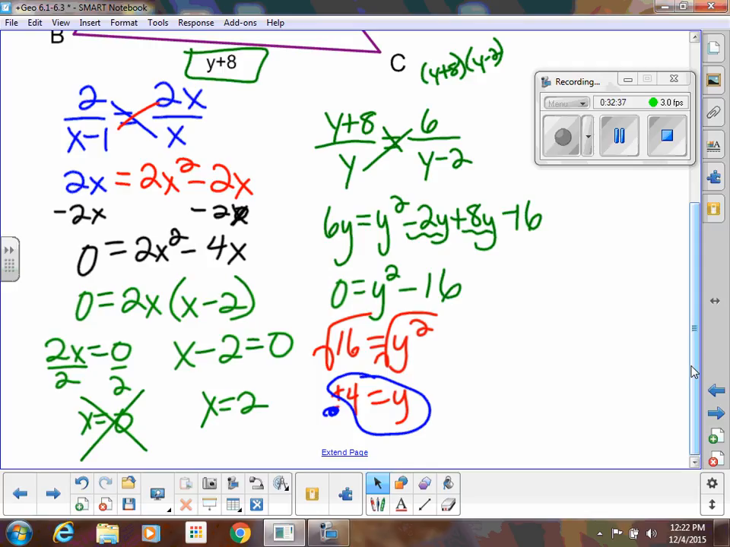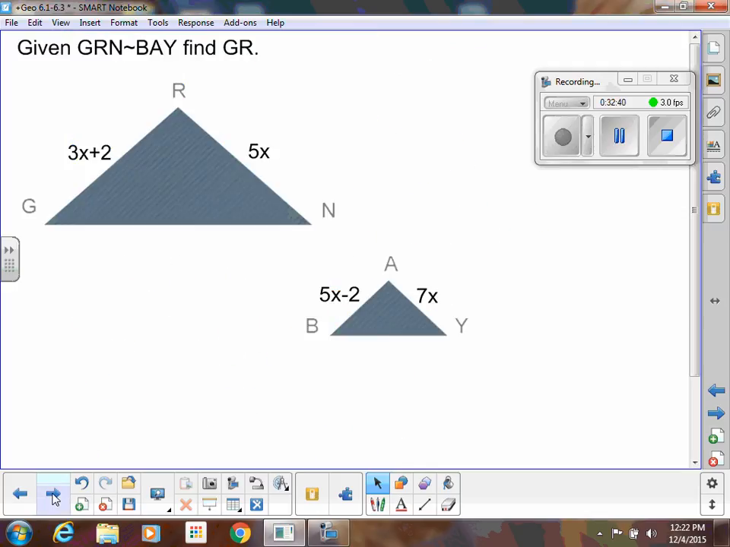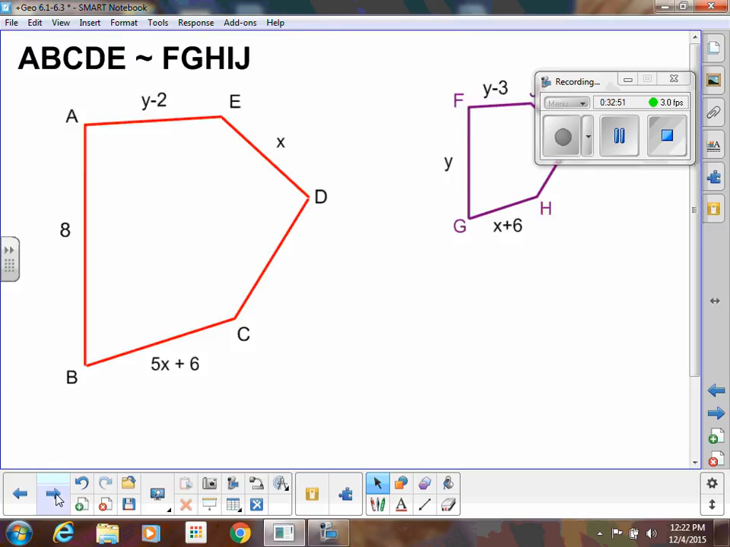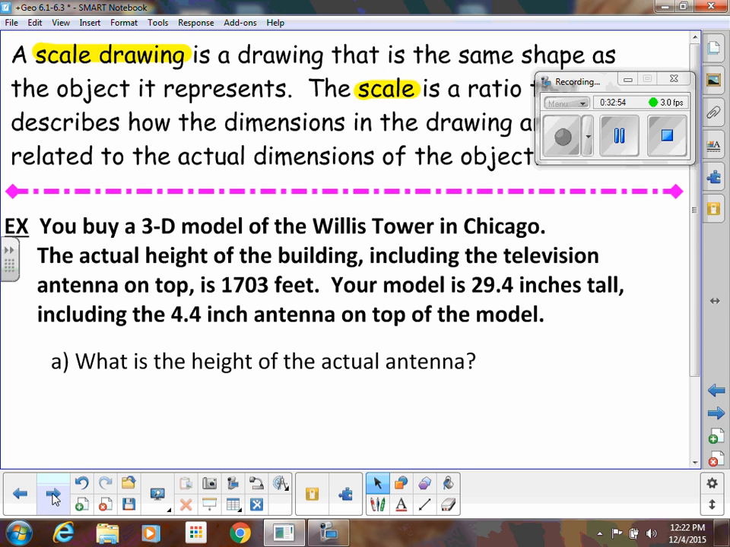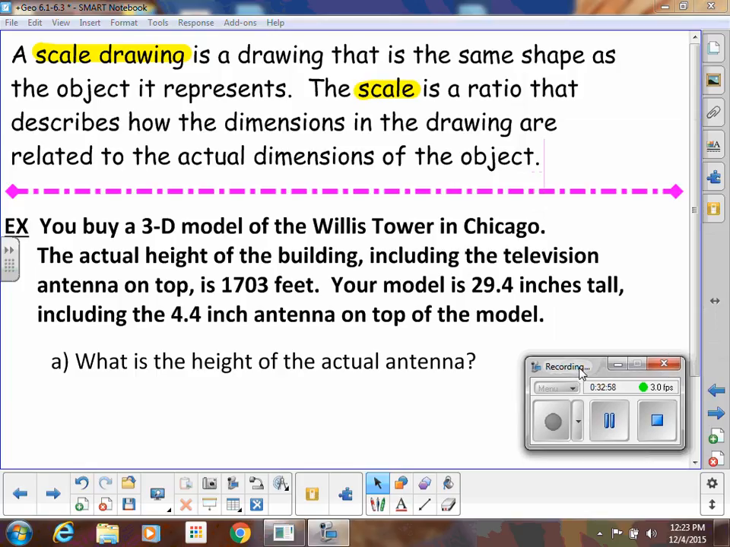Okay, so be aware that some of your problems could have quadratics in there. And then this one is also very similar. So I'm not going to do another one like that. Let's look at a word problem. Let's do one more looking at a word problem. So we have a scale drawing. Is a drawing that is the same shape as the object it represents, and the scale is a ratio that describes the dimensions in the drawing and how they're related to the actual dimensions. You can write that down if you need to.